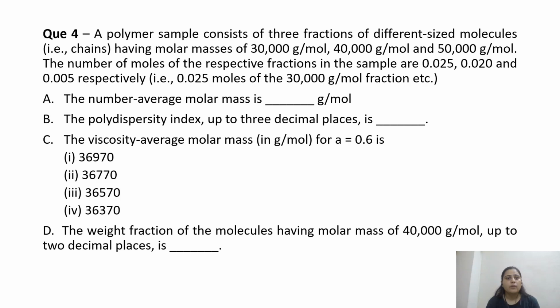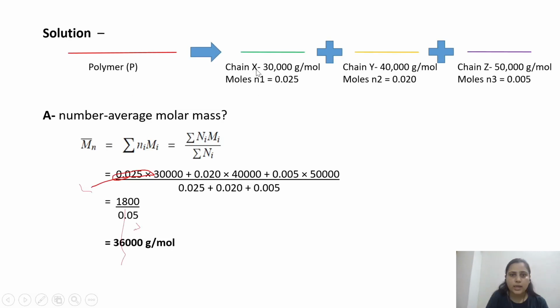So from this we can see that the value is given, that is 0.025 for chain X. So the number of the moles, let me just erase.